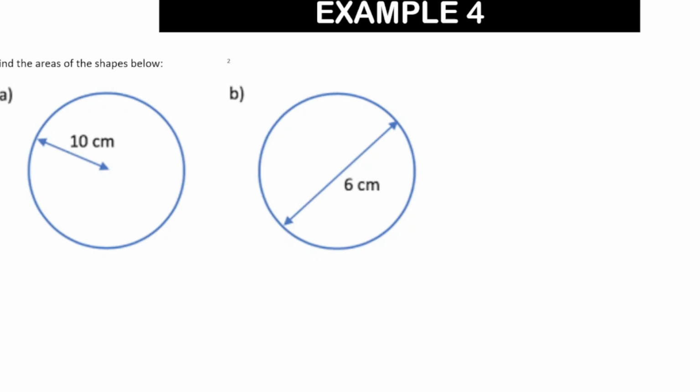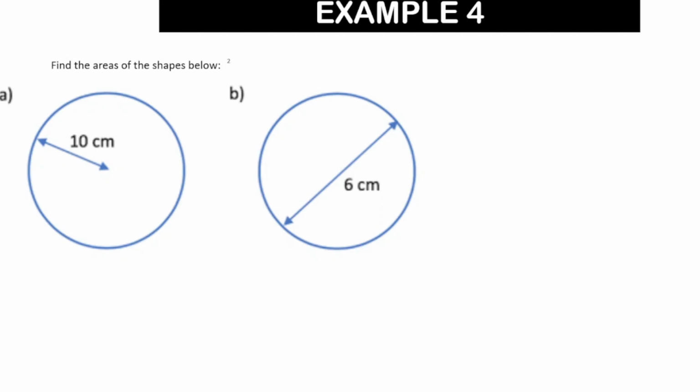What we have there is: find the areas of the shapes below. So we have the first one and the second one. For the first one, we notice that the shape is a circle. To find the area of a circle, it is pi r squared, right?